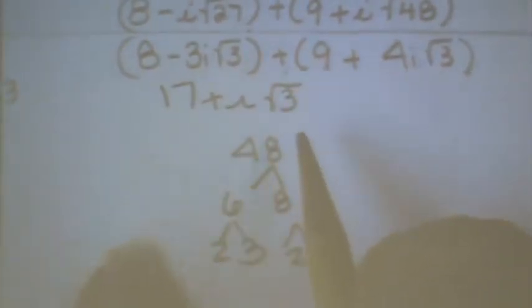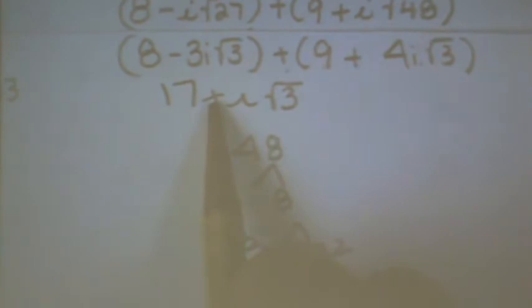So now we're going to simplify this. We're adding, so we need to add like terms. So these two get added together, you get 17. And these two get added together, you get 4i plus a -3i is 1i. So it's plus i root 3. That's your answer. 17 plus i root 3. Next one. Any questions?